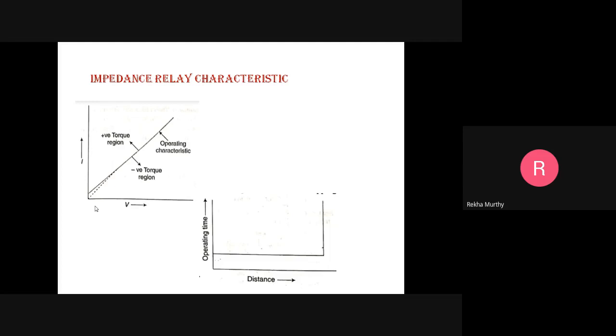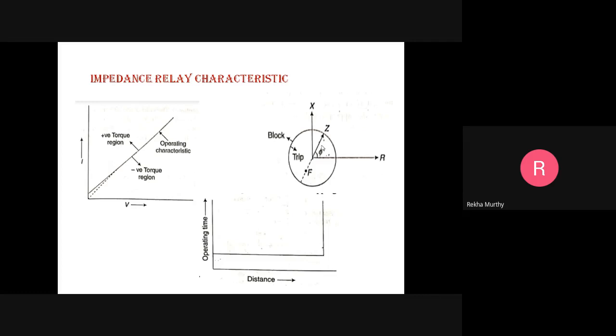So the same characteristic I'm going to replicate onto the RX diagram, in which you will find that Z equal to K represents a circle. When the Z value is less than K, that indicates the area is within the circle. Thus, we can say that the zone within the circle is the operating zone of the relay, and its radius is Z equal to K.